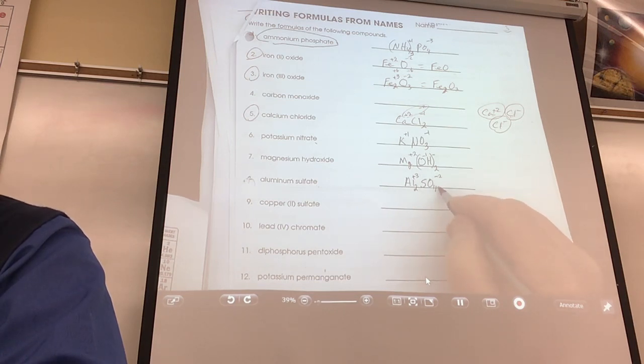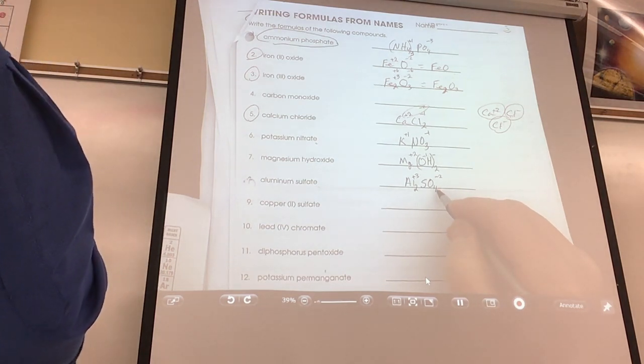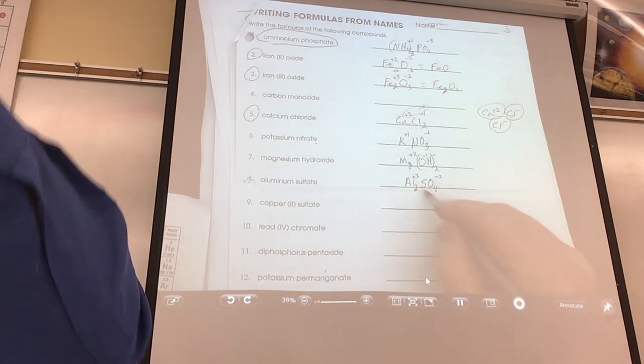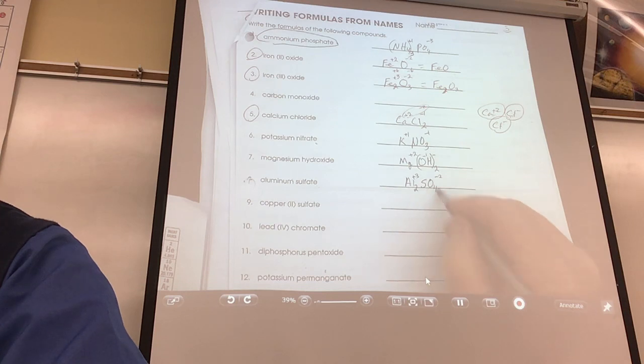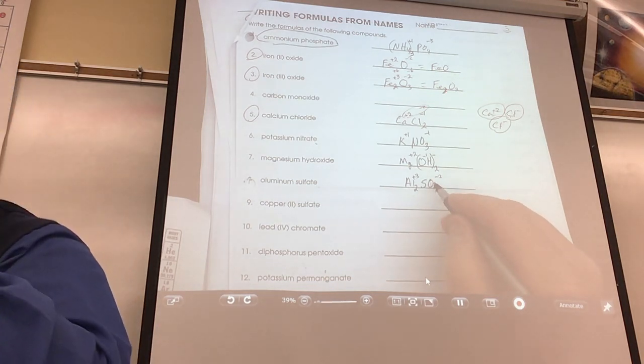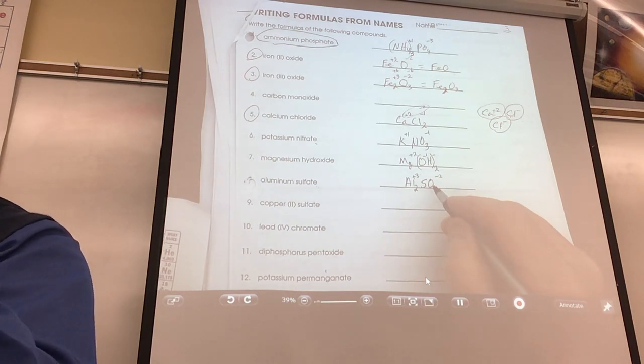Now, you can't put a 3 here because that would be 43, wouldn't it? What do you really need 3 of? Look, you need 3 what? Say it. How many sulfates are right there right now? Don't say 4. How many sulfates are there? 1. How many do you need? Three. I need 3, don't I?